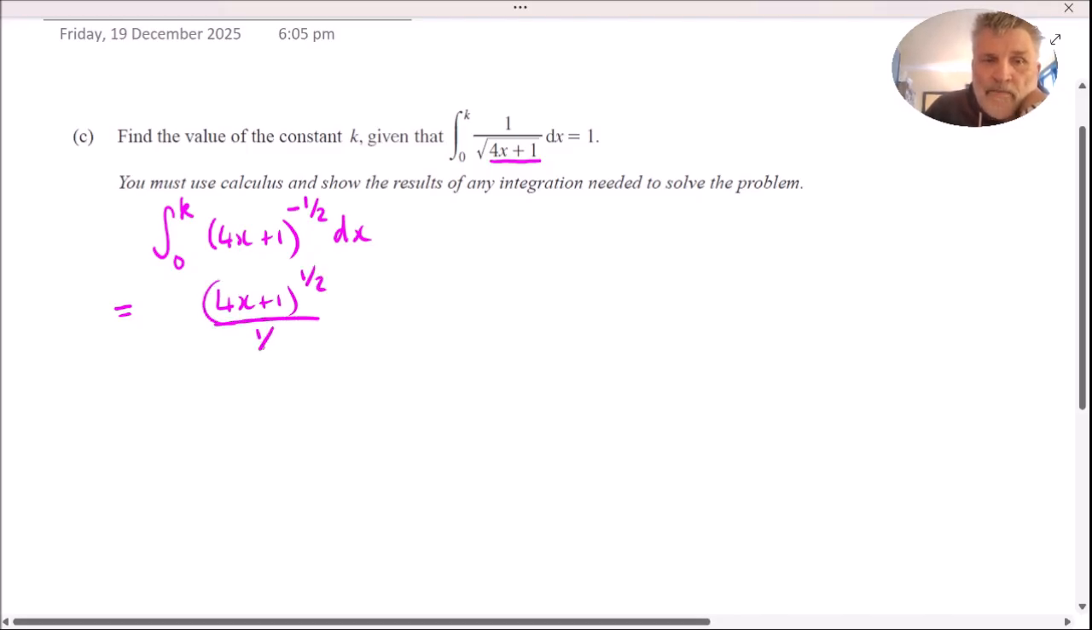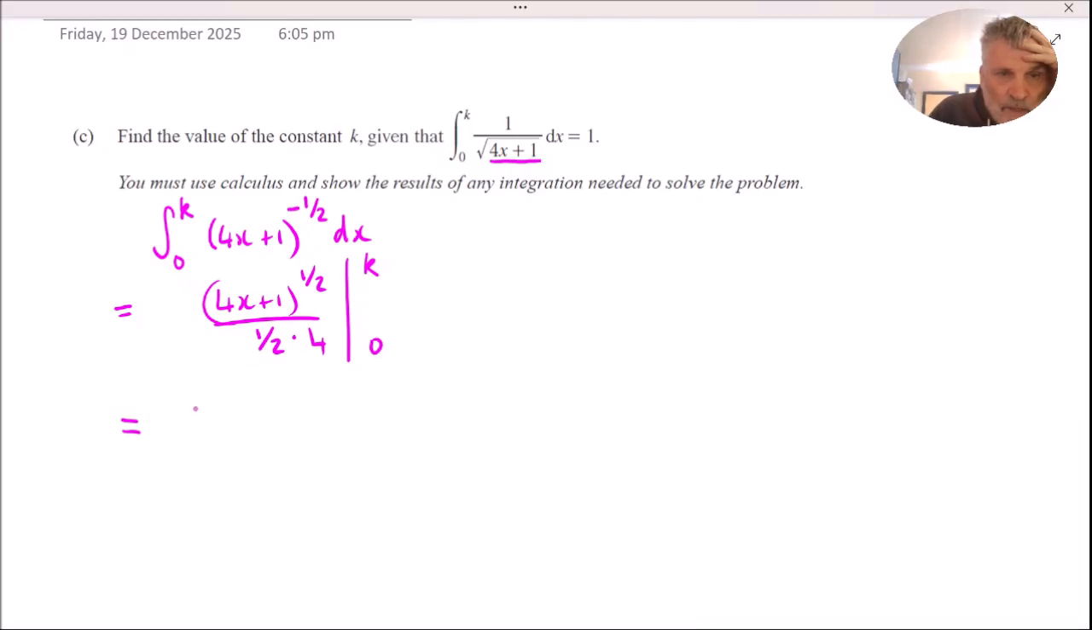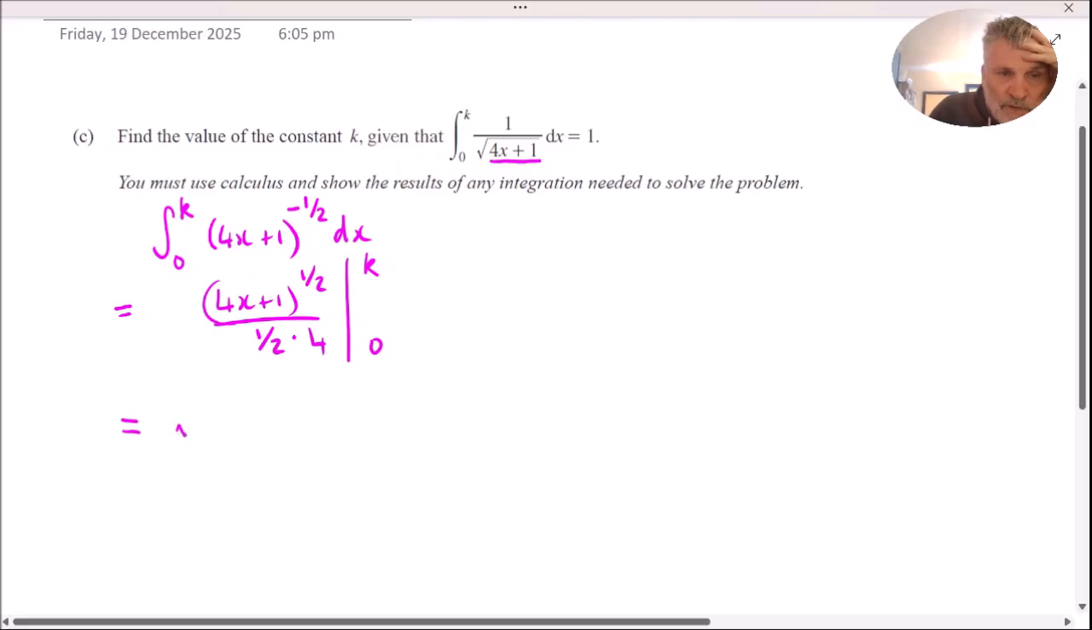Divide by the new power. And divide by the 4 that's in here. And then evaluate at k and 0. I might do this one again with a substitution, so you can see that this will come out the same. So we get 4. Well, this is a square root, so we get the square root.